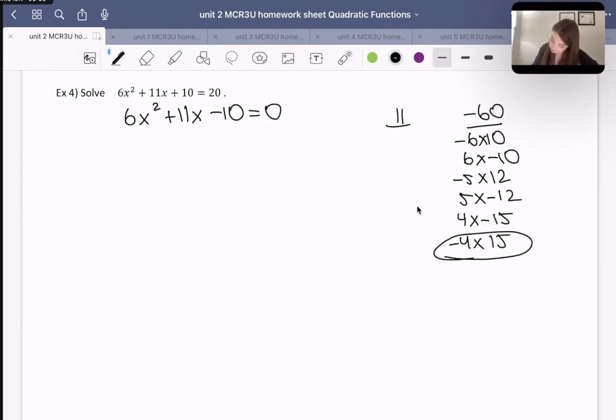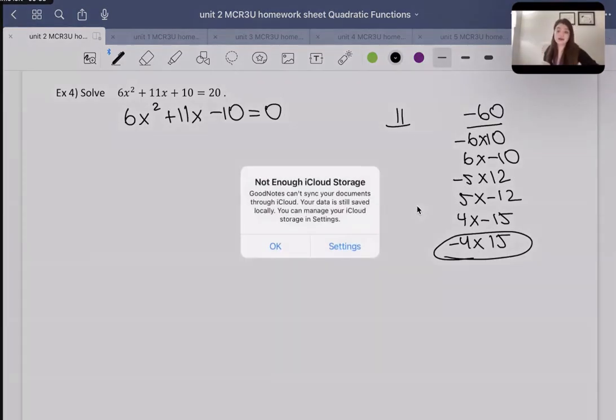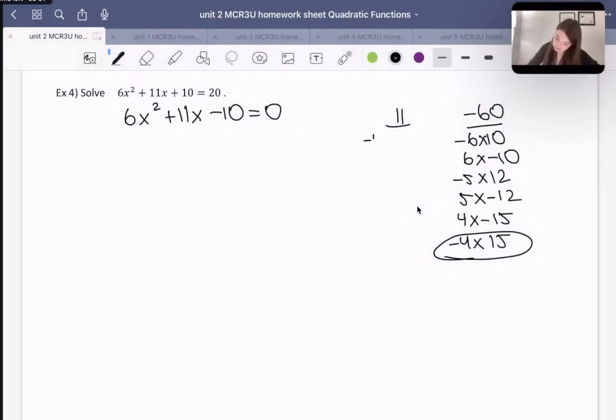This is what I'll choose because, again, our b value is positive. So negative 4 plus 15 is exactly what we want. Awesome. So let's put that in then. So I'm going to decompose this and say 6x squared minus 4x plus 15x minus 10 is equal to 0. So I took this 11 and I put it into two different categories. I put it into the category of minus 4x plus 15x.